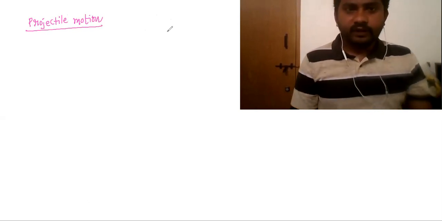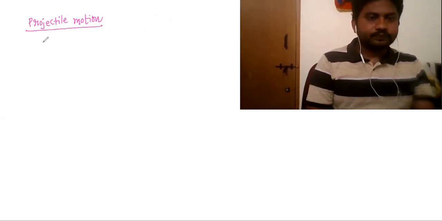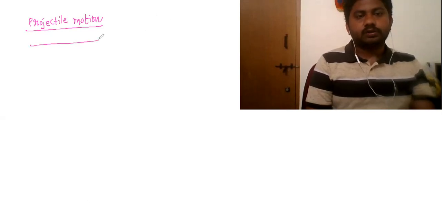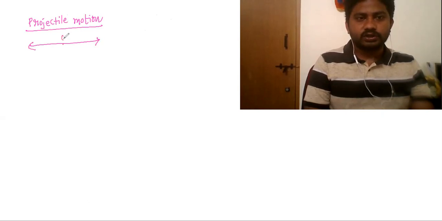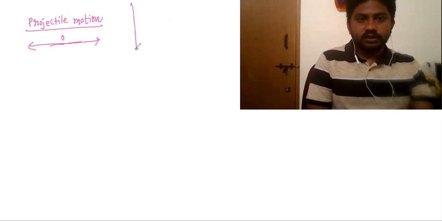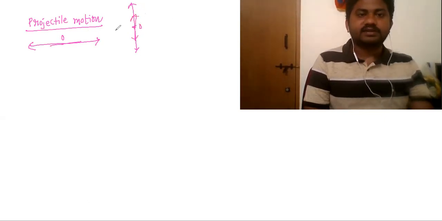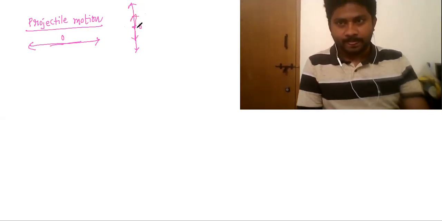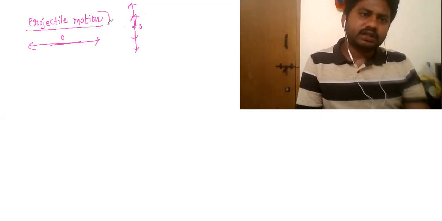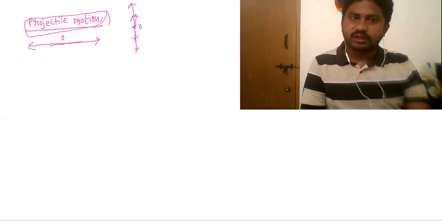Till now, we have discussed the horizontal motion of the body, that means rectilinear motion. From the origin, the body may be moving along the positive x-axis or negative x-axis, or along the negative y-axis or positive y-axis. This is called rectilinear motion. Then what is this projectile motion here?